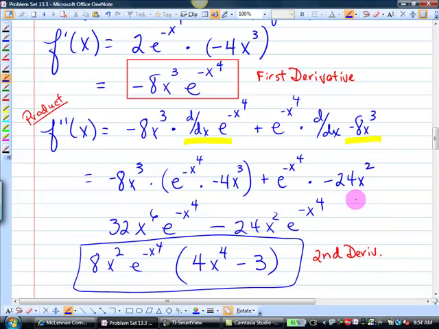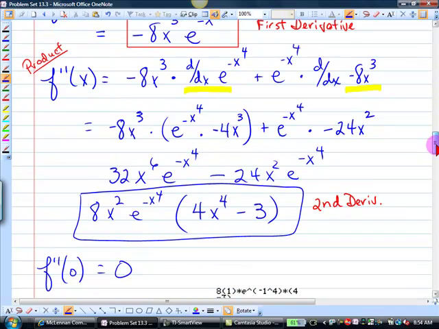Okay? And those are things that we did on the last test. So we should know how to do those. All right. So here, all that I did was multiply negative 8 times negative 4, got a positive 32. Where did I get x to the 6th? Okay, you got here x cubed and here x cubed, so when you multiply those two things, you add the exponents. So that's 32x to the 6th e to the negative x to the 4th. Minus, I just put the 24x squared in front, e to the negative x to the 4th.